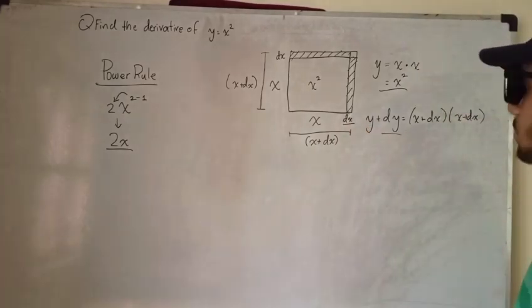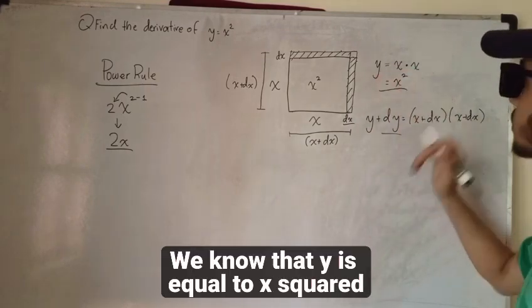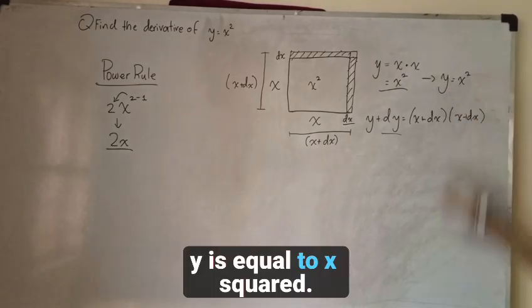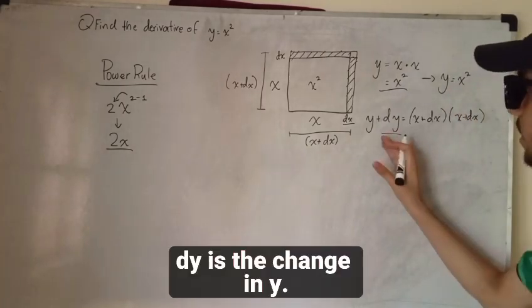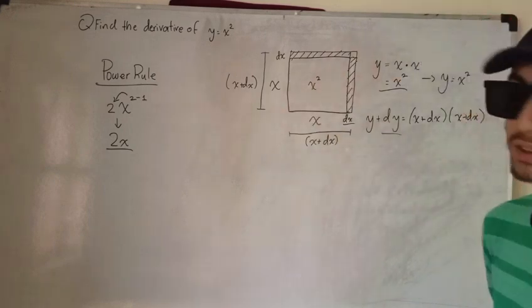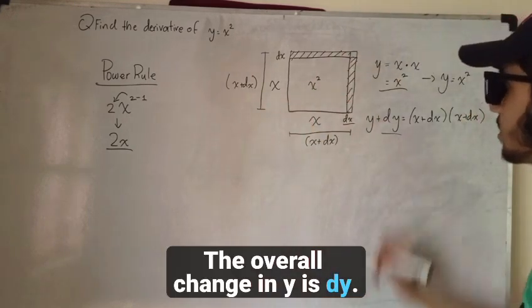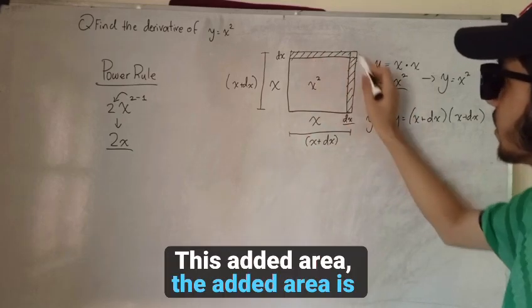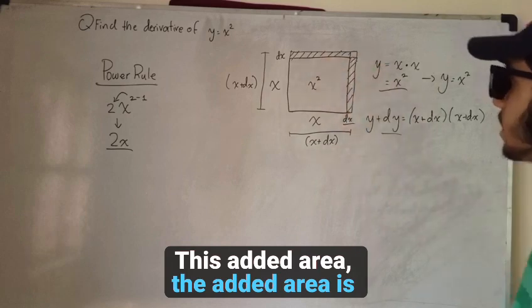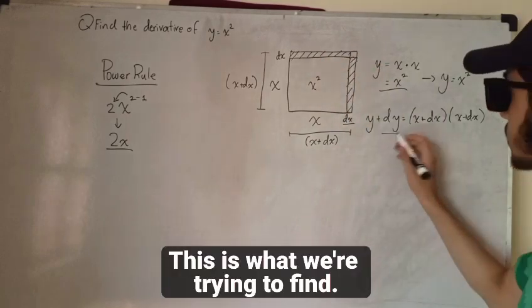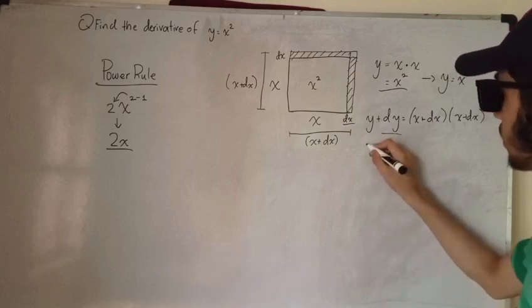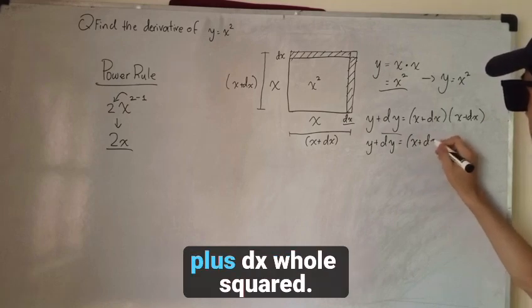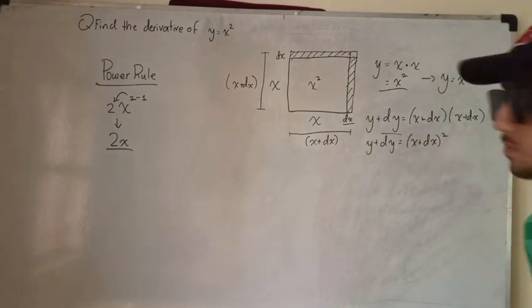Then what is dy? We know that y is equal to x squared. dy is the change in y. The overall change in y is dy. This added area is dy. This is what we're trying to find. Next step, y plus dy is equal to x plus dx whole squared.